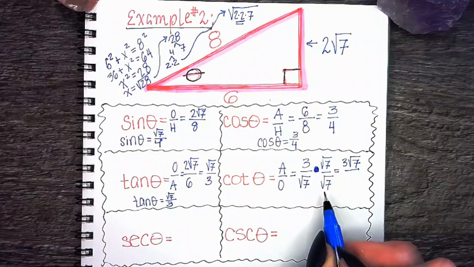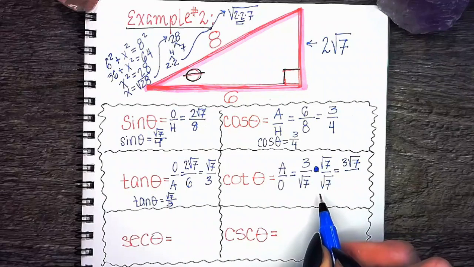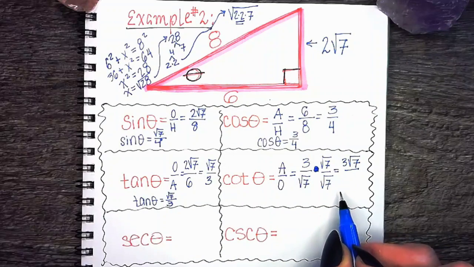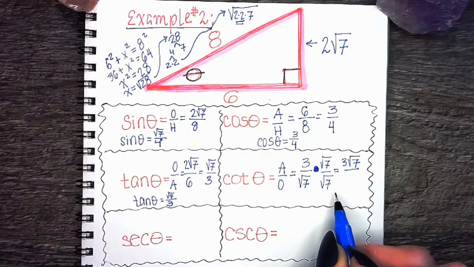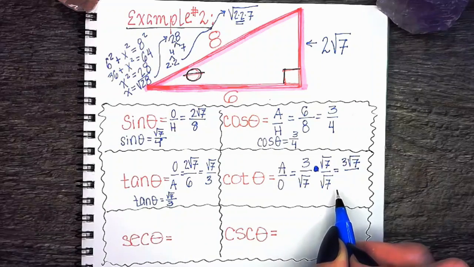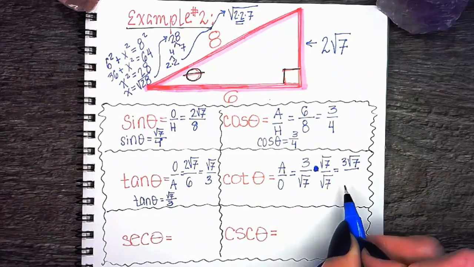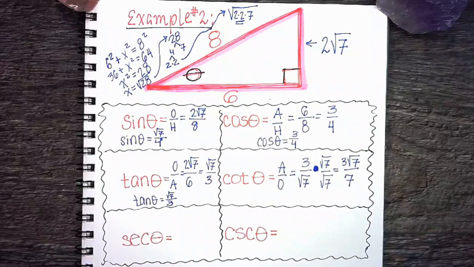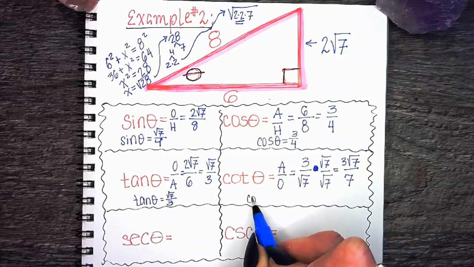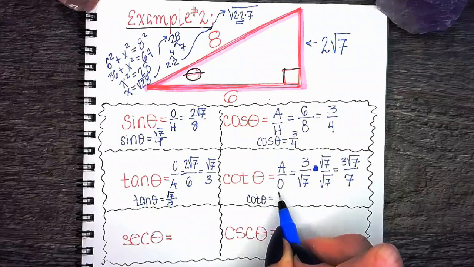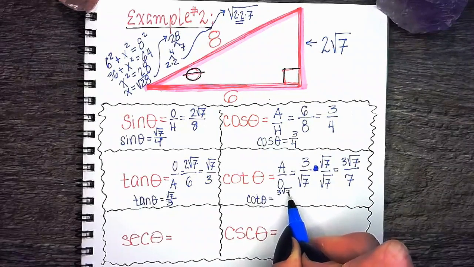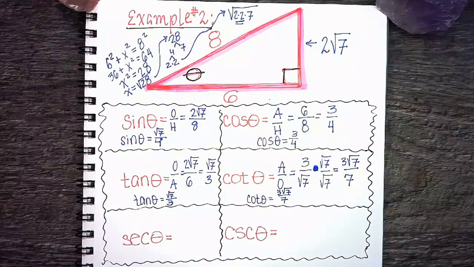What's the square root of 7 times the square root of 7? No, it doesn't just disappear. No, it's not just the square root of 7. No, you shouldn't write down the square root of 49. It is the square root of 49, but that's 7. So we get 3 radical 7 over 7. Cotangent of theta equals 3 square root 7 over 7.